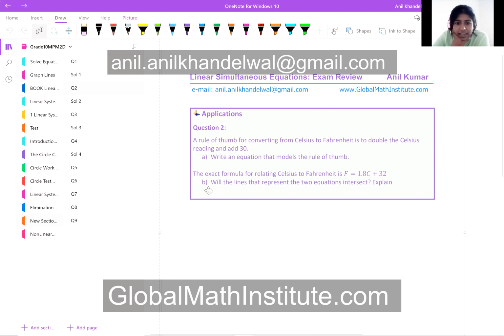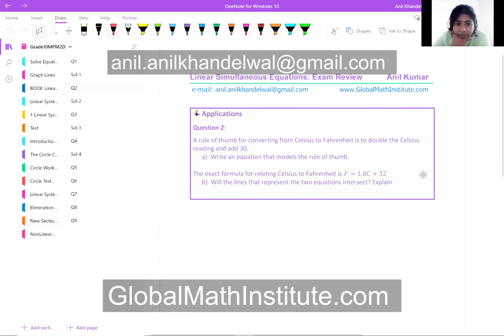So C equals, no wait, converting Celsius to Fahrenheit is to double the, F equals 2C plus 30. Perfect. Now part B. The exact formula for relating Celsius to Fahrenheit is F equals 1.8C plus 32.